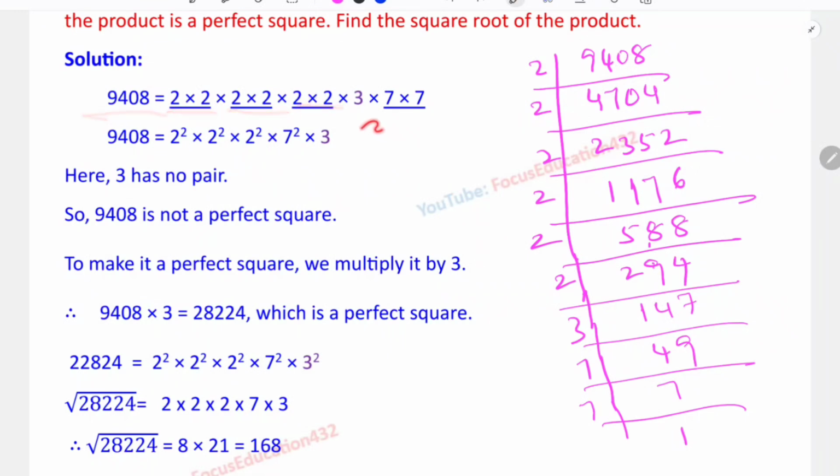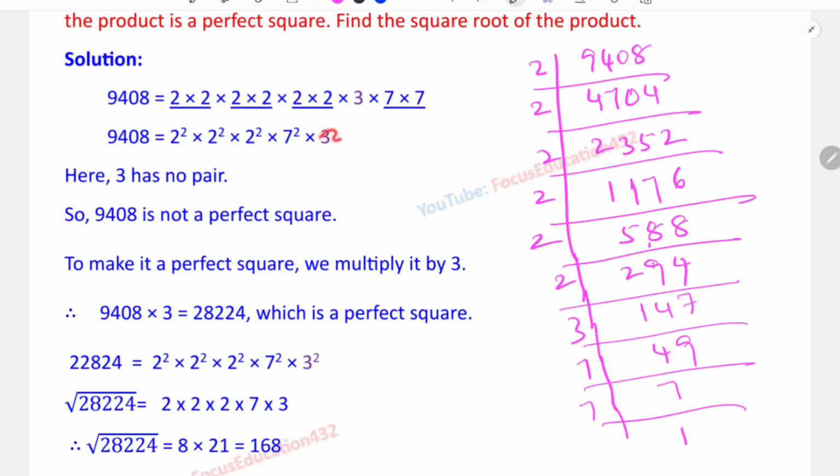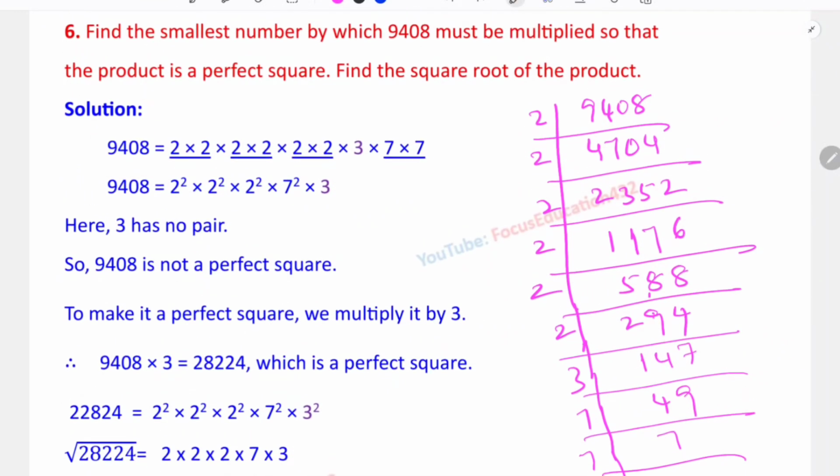So 3 pairs of 2, one single 3, and a pair of 7. So how did we get this? See here, 9408: first we divide by 2, then we divide by 3, then we divide by 7. If you notice here, we have pairs of 2s and a pair of 7, but one single 3 is there. Clear? Because 3 is not in a pair, 9408 is definitely not a perfect square.